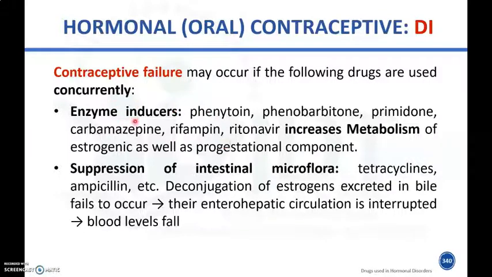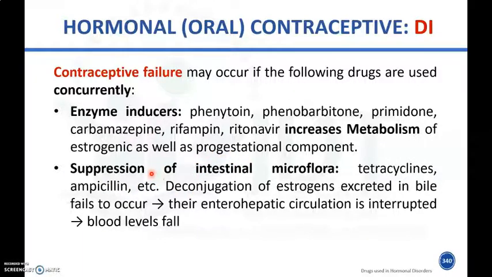First one is enzyme inducer. Some drugs like phenytoin, phenobarbital, primidone, carbamazepine and rifampicin and ritonavir, all these are enzyme inducers. So what will happen? They will increase the metabolism of the estrogenic as well as progestinational component. So there will not be a sufficient amount of estrogen and progesterone in the body, and it may lead to oral contraceptive failure.